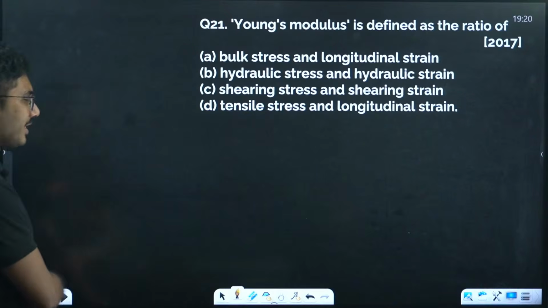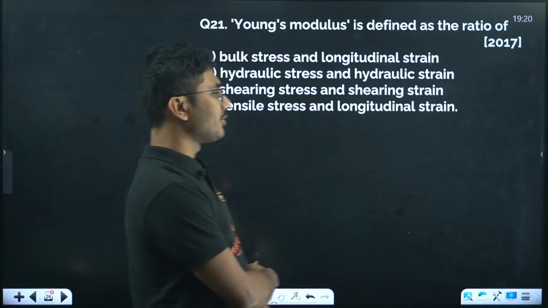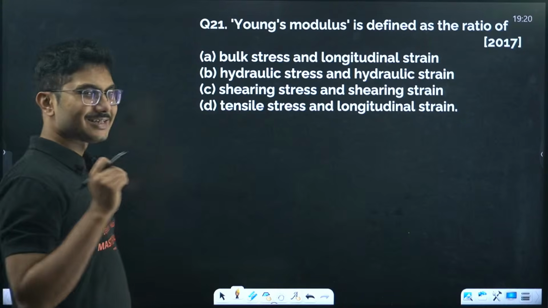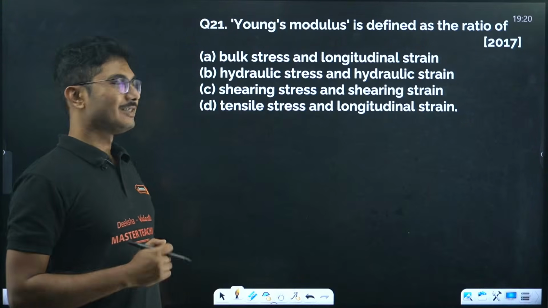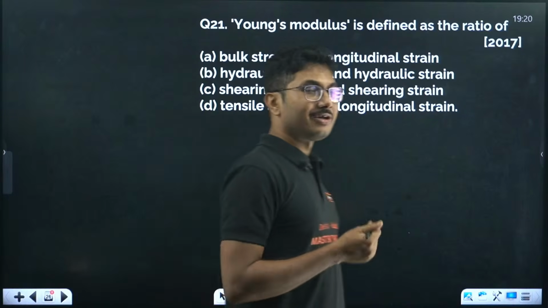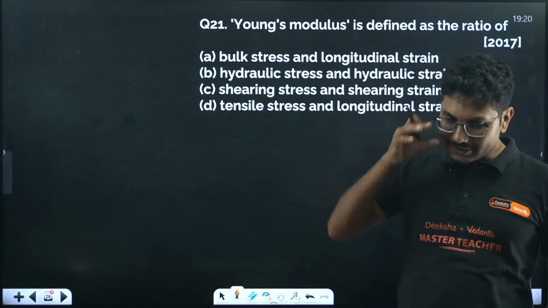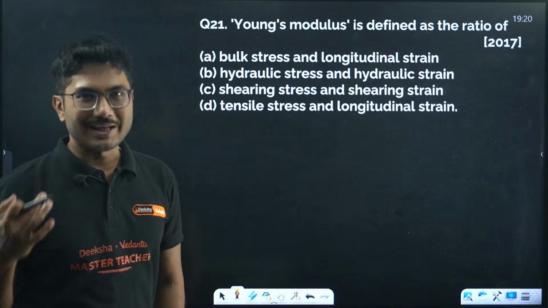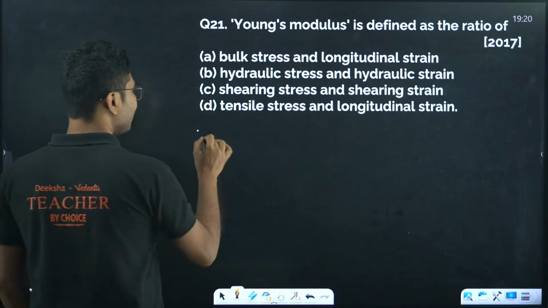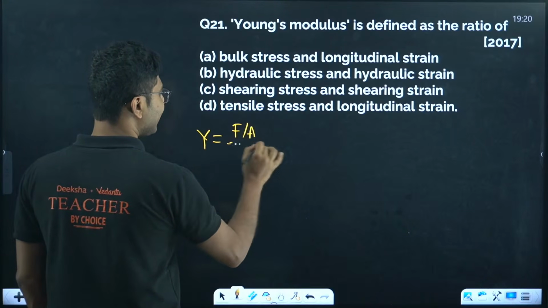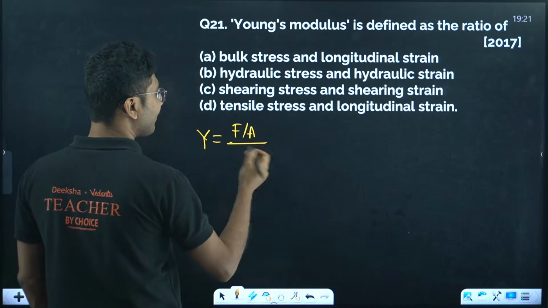stress to shearing strain, tensile stress to longitudinal strain. Now here there is a small language change. Longitudinal means along the length. Tensile means again linear, along the length. So Young's modulus is given by stress by strain. Now stress can be multiple different things.